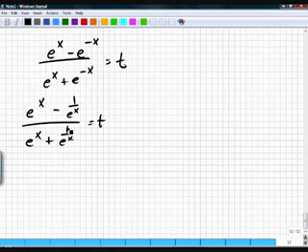I'm going to try to get rid of these little fractions inside the big fractions by multiplying top and bottom by e to the x. So on top you're going to have e to the 2x minus 1. On bottom you're going to have e to the 2x plus 1.